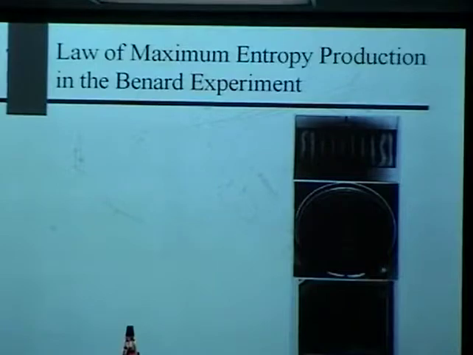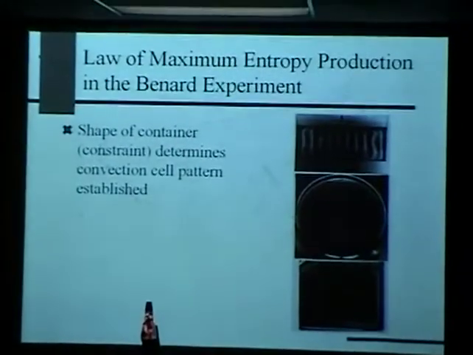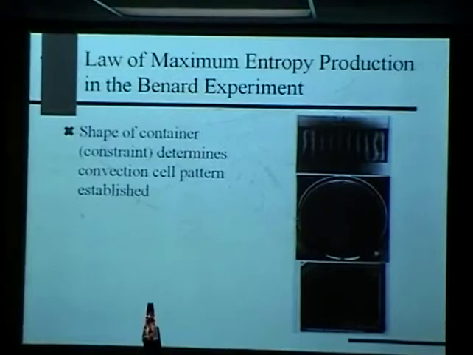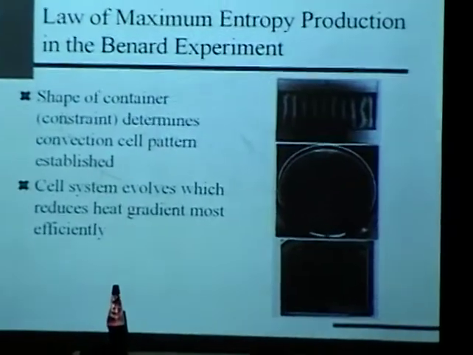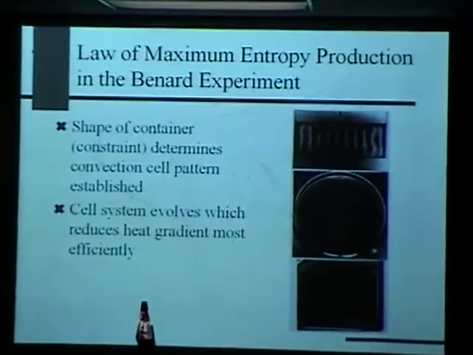We see with the Bernard experiment, and this is amazing, that if you actually change the shape of the container that the viscous liquid is in, it didn't reproduce very well, but you can see that the nature of the cells, the nature of the order produced, gets very different. Somehow when you alter the constraint, you change the pattern of order created. Why is that so? Because the system is automatically going to seek a way to minimize the potential as quickly as it can. So the cell system evolves, which reduces the heat gradient most efficiently.